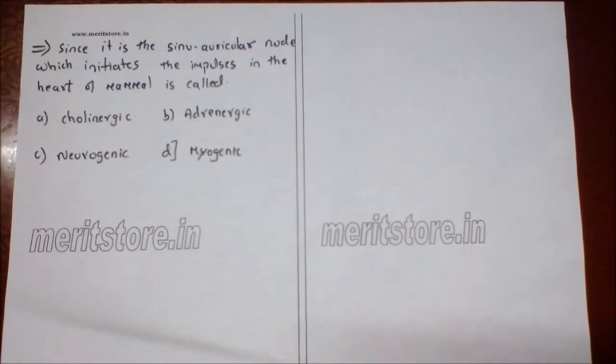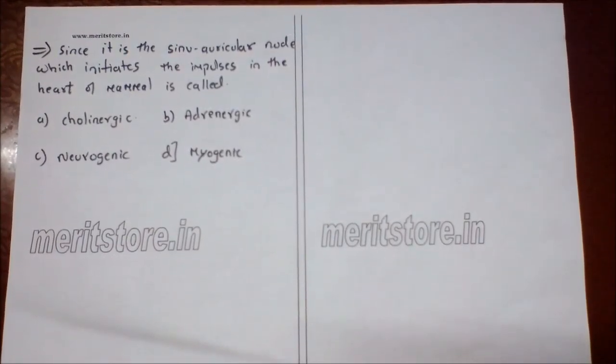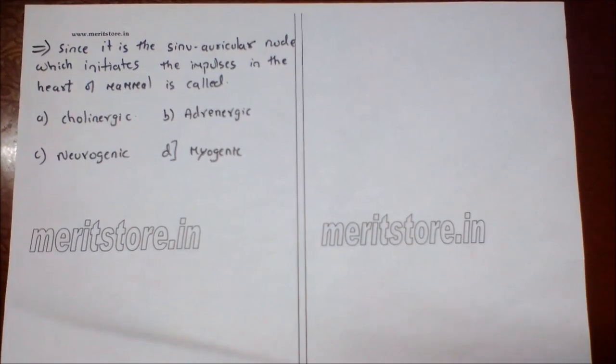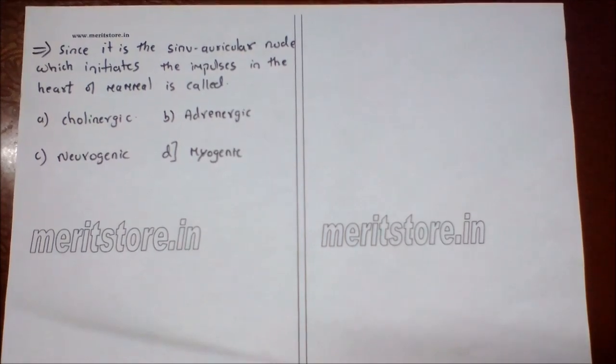Since it is the sinoauricular node, that is SA node, which initiates the impulse in the heart of the mammal, it is called A. cholinergic, B. adrenergic, C. neurogenic, D. myogenic.